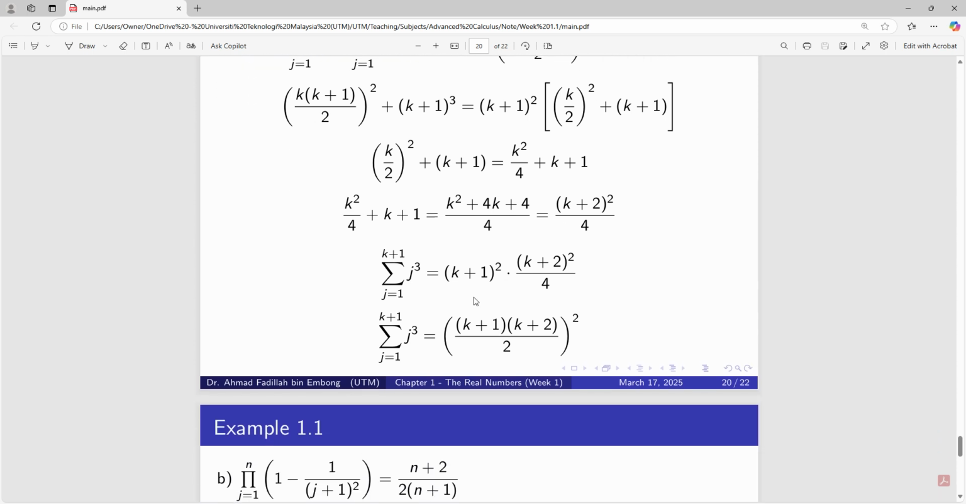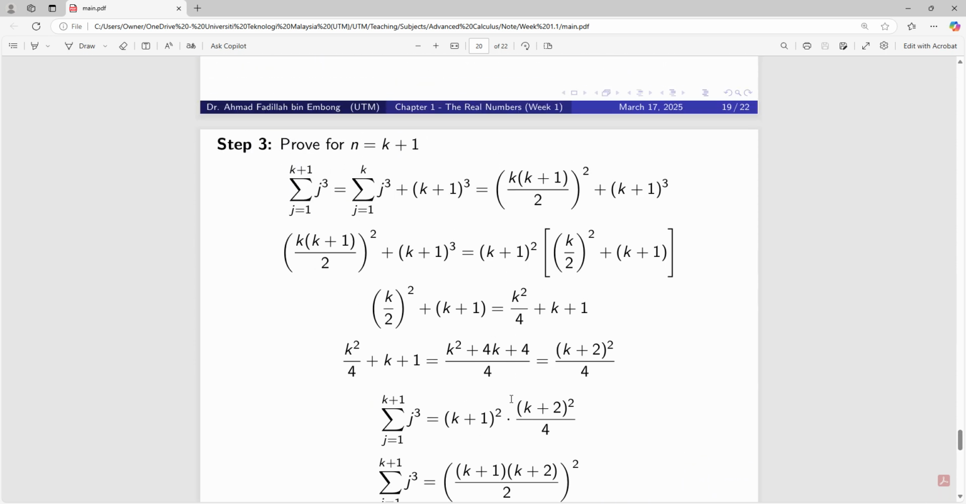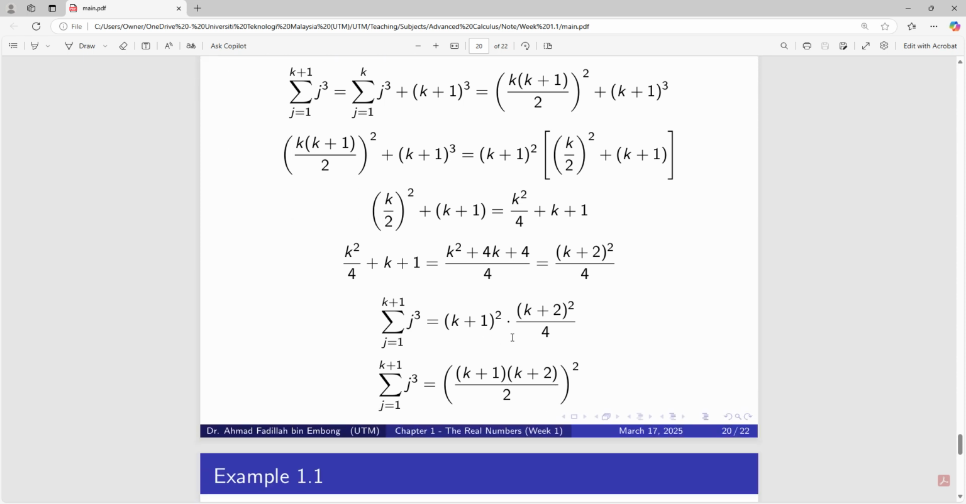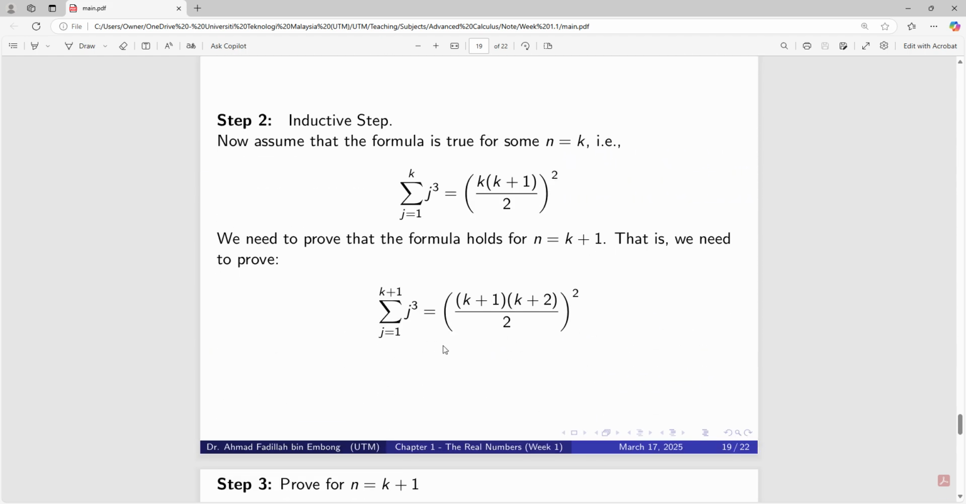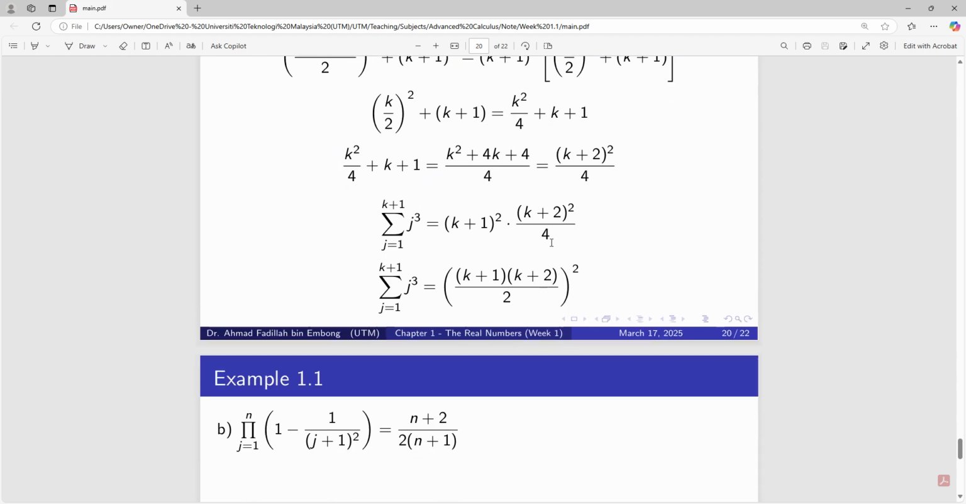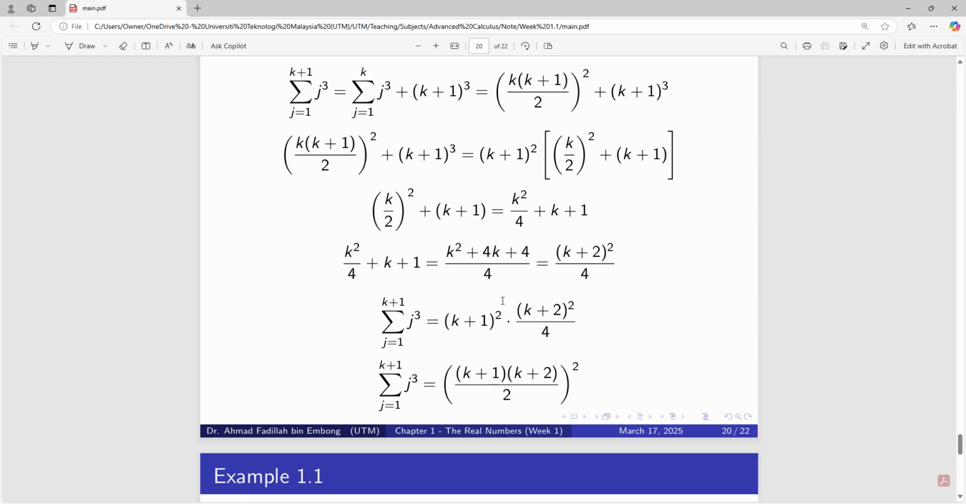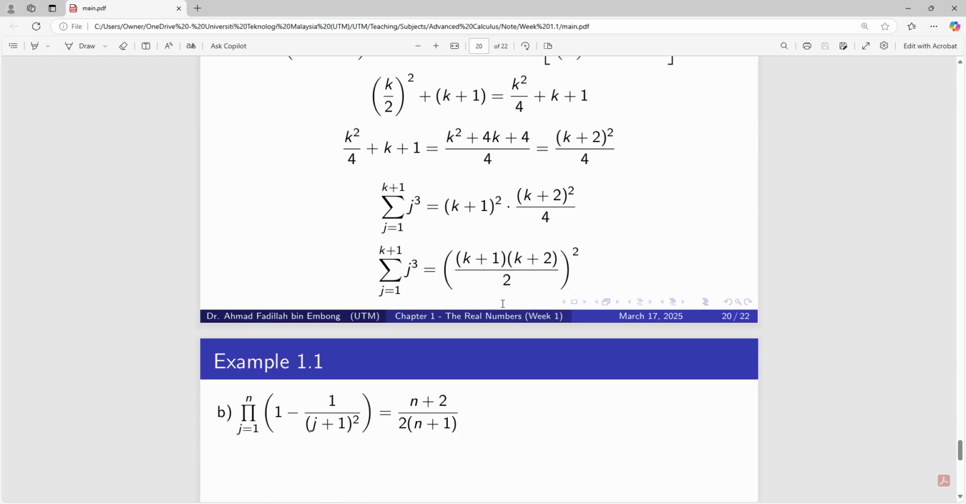And then from this case, what I'm going to do is replace the expression k plus 2 squared over 4 into this bracket. So I have k plus 2 squared. So of course I start from here, the summation of j cubed, k plus 1 squared multiplied by k plus 2 squared over 4. So everything here I can rewrite into this expression. So therefore, I already proved what I want to prove for this case. So of course, I take out the square here, so 4 becomes 2 here. Okay, so we already proved it is also true for n equal to k plus 1.